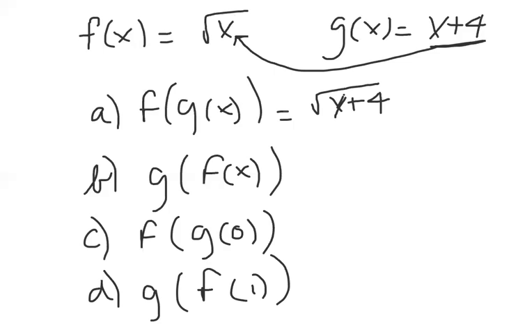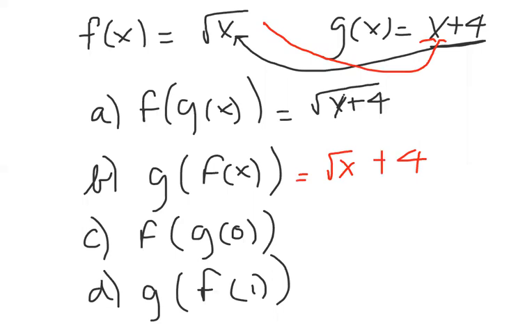Now, on the other hand, if they want you to figure out g of f of x, you're going to go ahead and take the f of x, go in here, and replace x with it. So if you're going to substitute square root of x into the g function, then you're going to have your substitution of the square root of x, and then plus 4. And that's it.